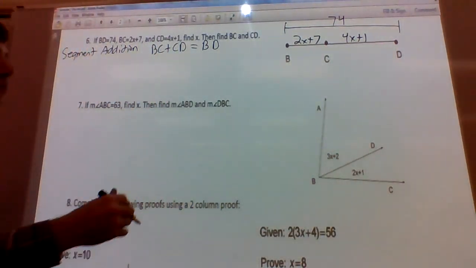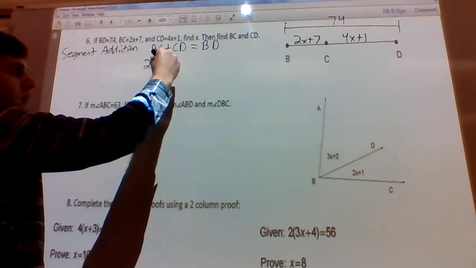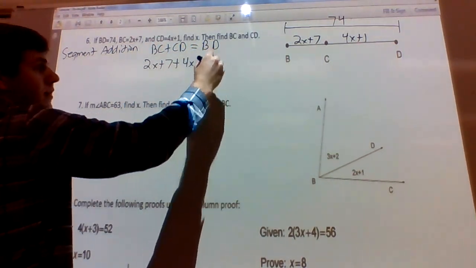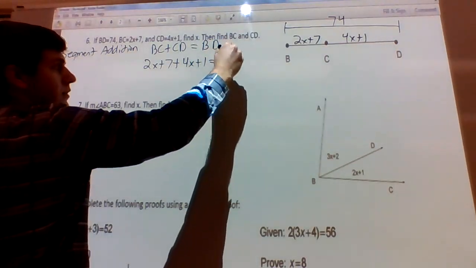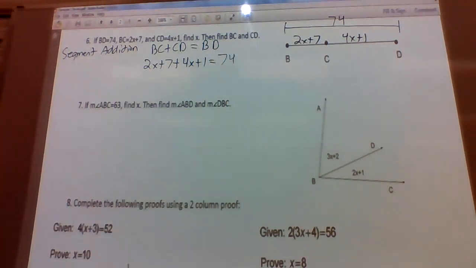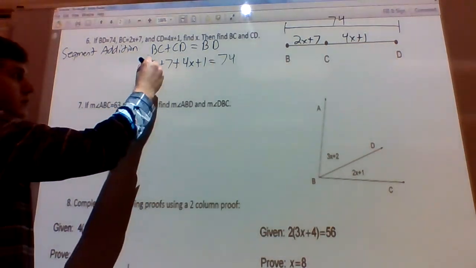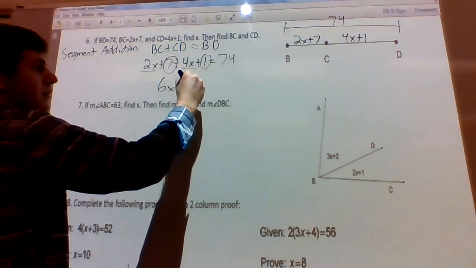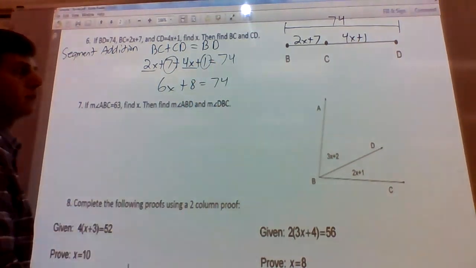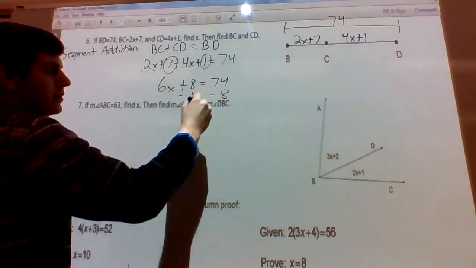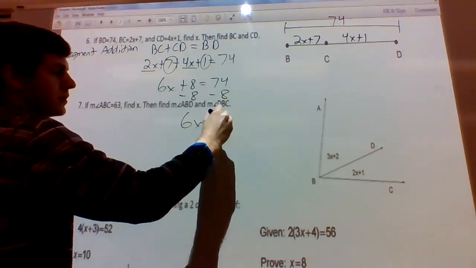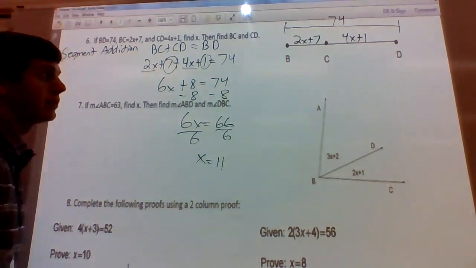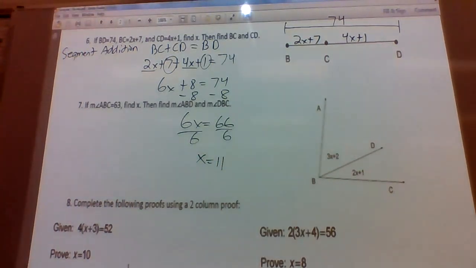BC is 2x plus 7. CD is 4x plus 1. And BD is 74. Combine like terms. 6x plus 8 equals 74. Subtract 8 from both sides. 6x is going to equal 66. Divide both sides by 6, and x is going to be 11. Are you done? No, you are not done.